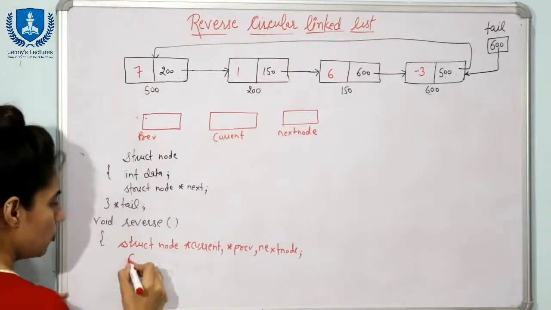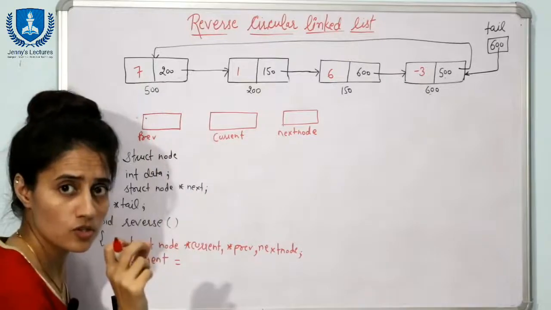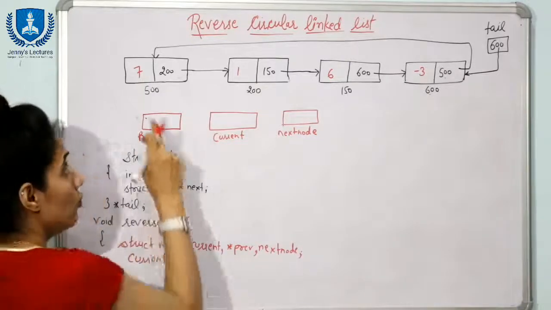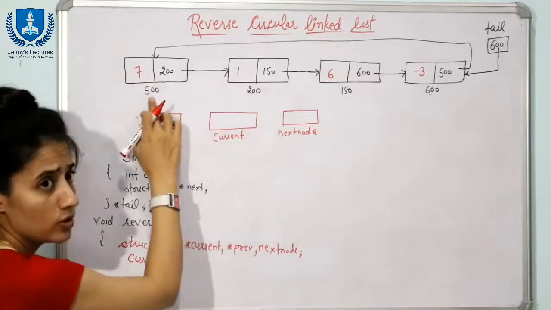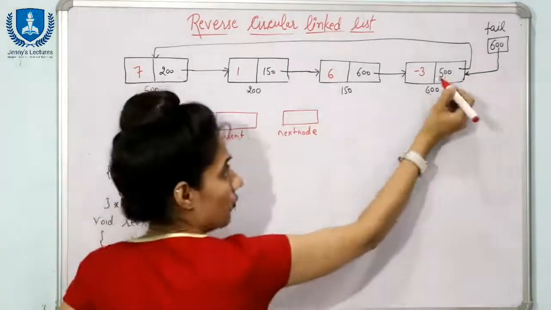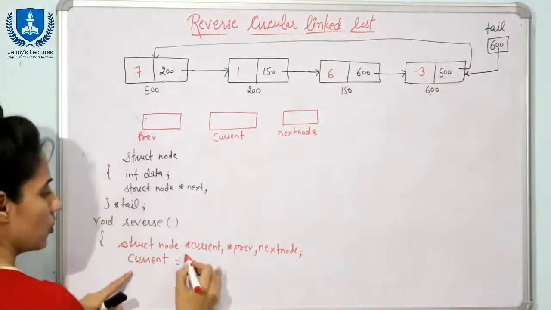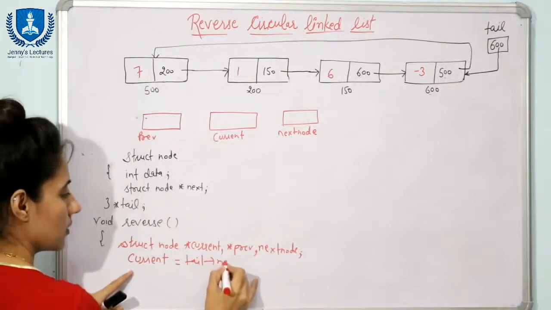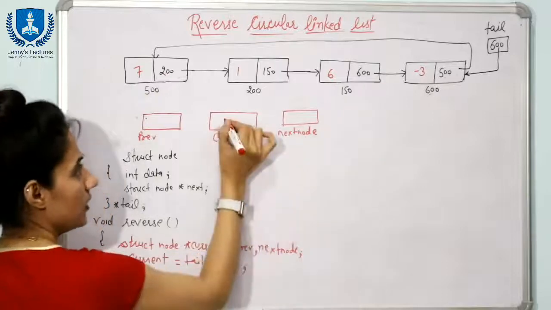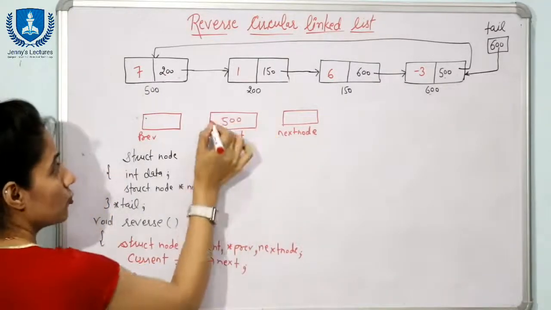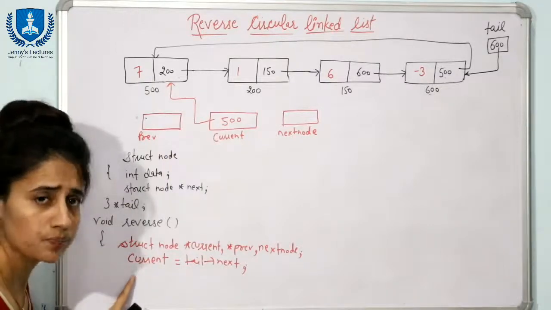So first of all, we are going to start traversing from the head node, the first node. We are not having any head pointer, so how can you know which node is the first node? Tail of next will always contain the address of the first node. So current is equal to tail of next. It means now current is pointing to this node. In tail next we have 500, so in current we will store 500. Now current is pointing to the first node.